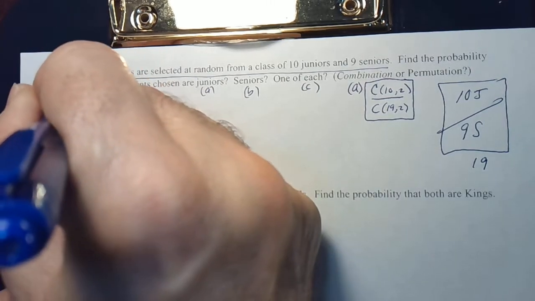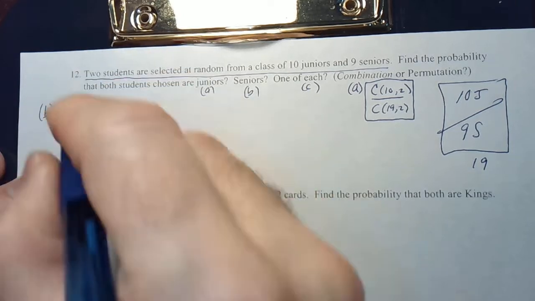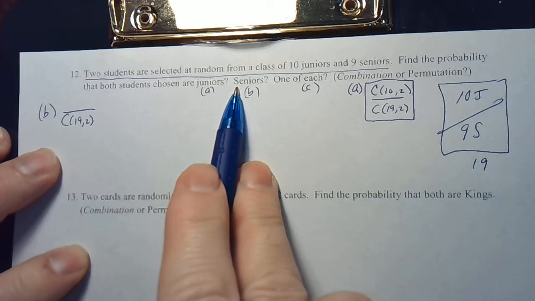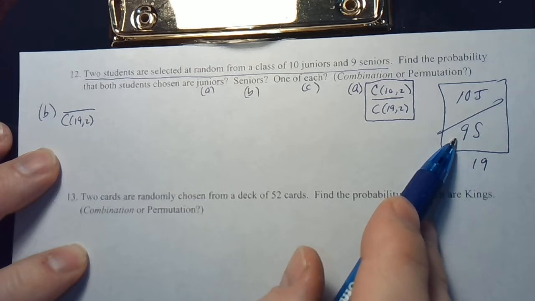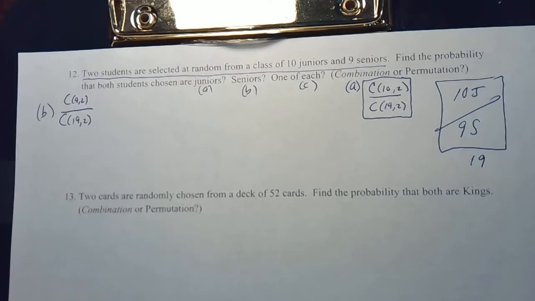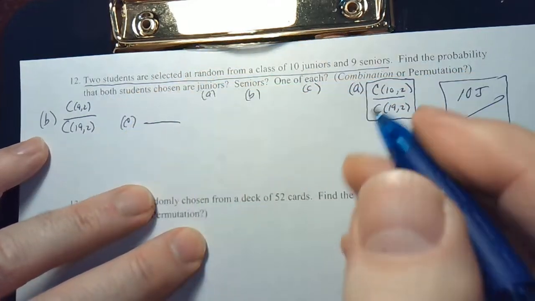B, well, the denominator is how many ways we can choose 2 people from that group of 19, just like this. And the numerator is how many ways can we choose 2 seniors. There are 9 seniors to choose from, and we need to choose 2. That's the answer. Not simplified, but you get the idea. You know how to simplify that. So let's see. C. The denominator will be the same.